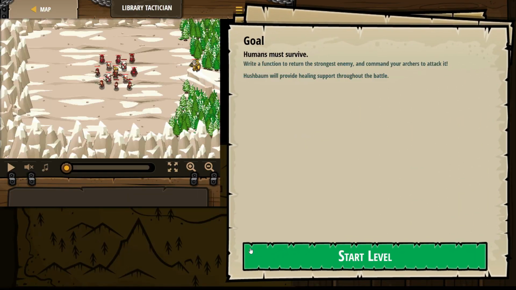Okay, so our goal here is the human must survive. Write a function to return the strongest enemy and command your archers to attack it. Hoshbomb will provide healing support through the battle.